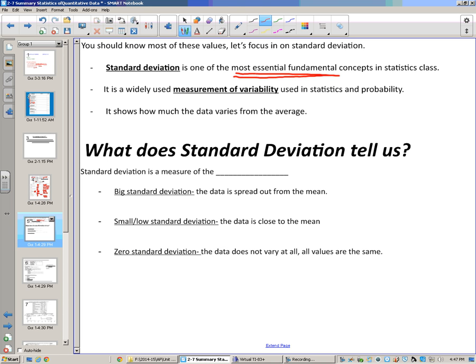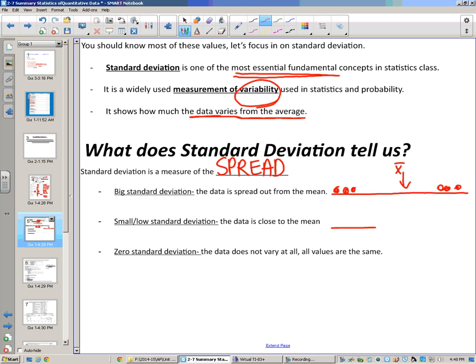It's a measure of variability. Variability is another way of saying it's a measure of spread. What does standard deviation tell us? Specifically, it tells us how spread out your data is from the average. So when you have a large standard deviation, that means you're very spread out from the mean. If you think about a dot plot, if you have something like this, it has a really large standard deviation because the mean would be somewhere in the middle, but the data is very far from it. If you have a small or low standard deviation, the values are close to the mean.